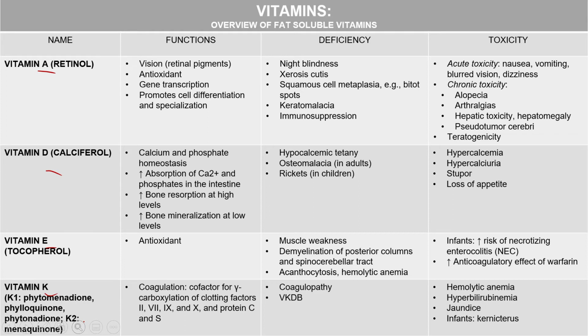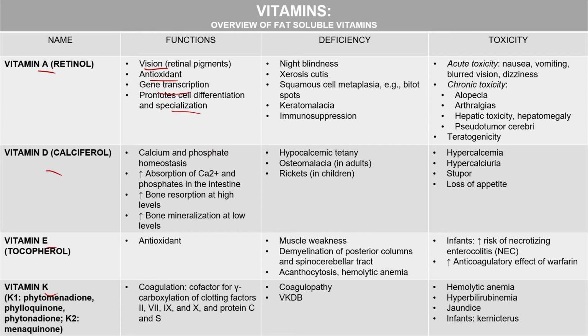Vitamin A. What do you think about when you hear vitamin A? First, vision, as well as the fact that vitamin A actually affects expression of certain genes in the cell nucleus. It is an antioxidant, and very importantly, it promotes cell differentiation and specialization, and we're going to talk about why it is so important.